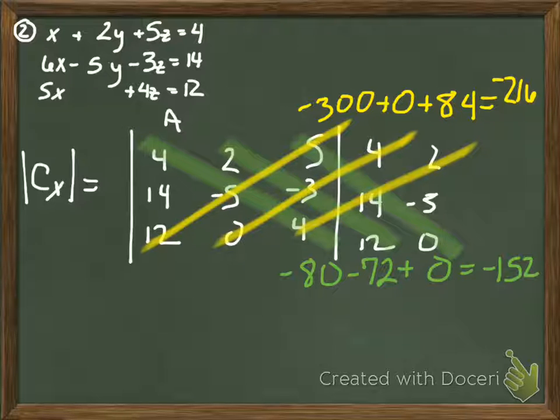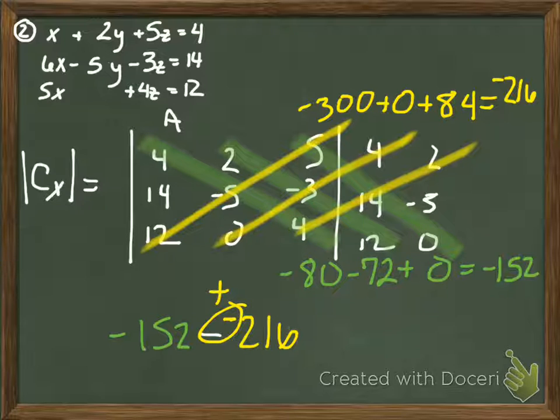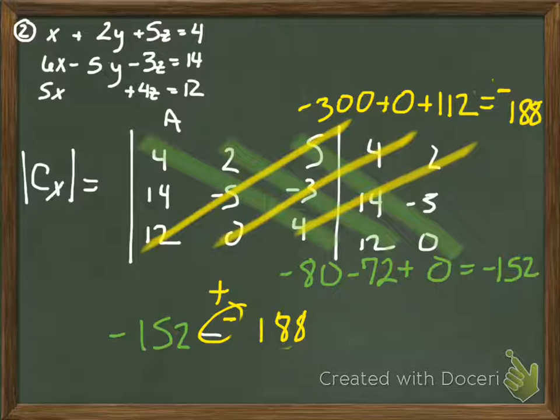So downs, negative 152, minus your ups, negative 216. That double minus equals a plus. Oh my, let me pause this real quick. With that correction, our ups is 188 because of that 112. And that gives us our CX being 36.